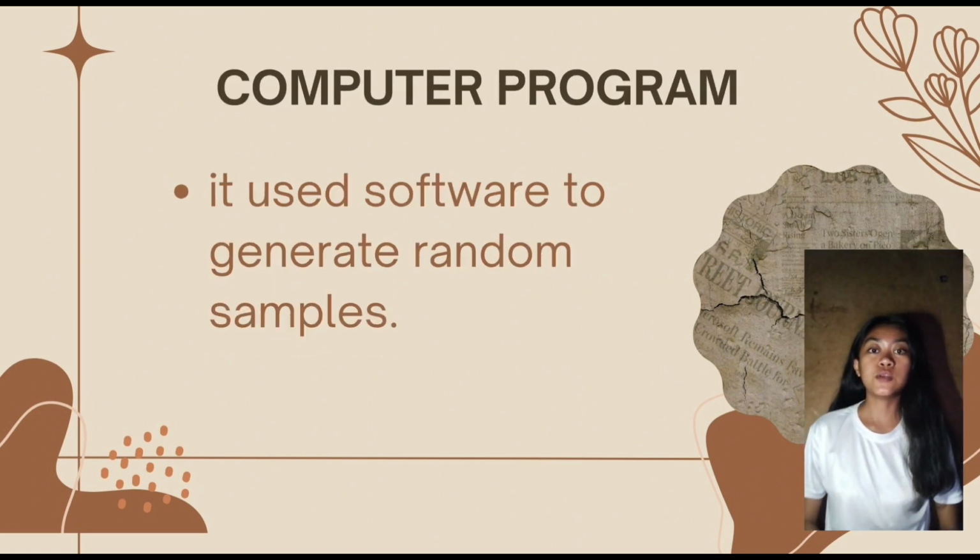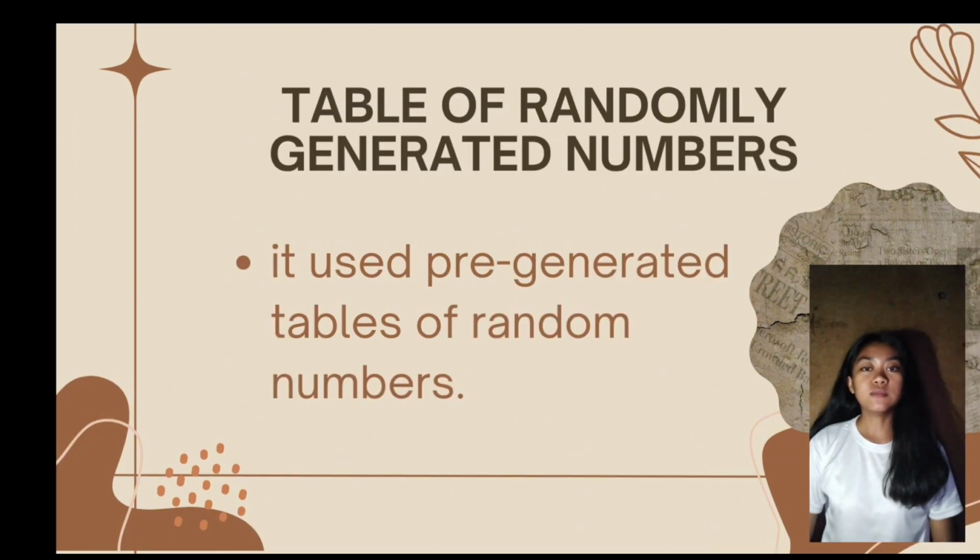Computer program, it uses software or software tools to generate random samples. It ensures that the sample selection process contributes to reliable findings in research. Table of randomly generated numbers. It uses pre-generated tables of random numbers. The quality of random numbers depends on how they were generated. However, it is still used in situations where the technology is limited.